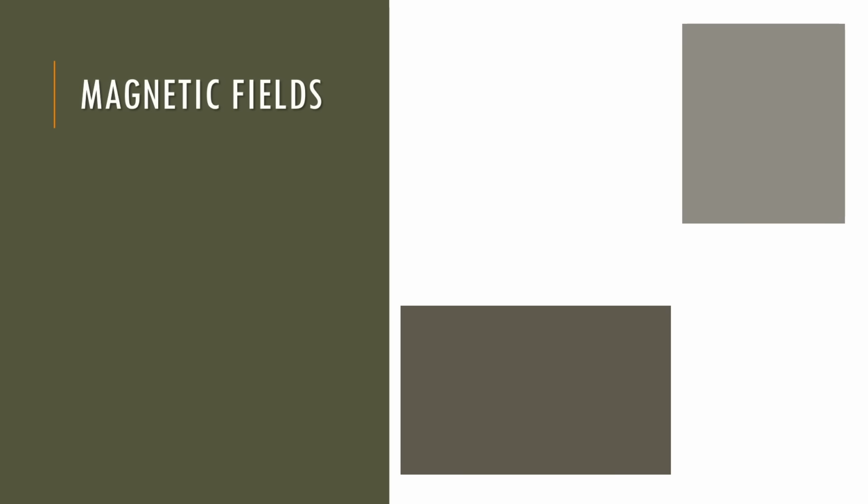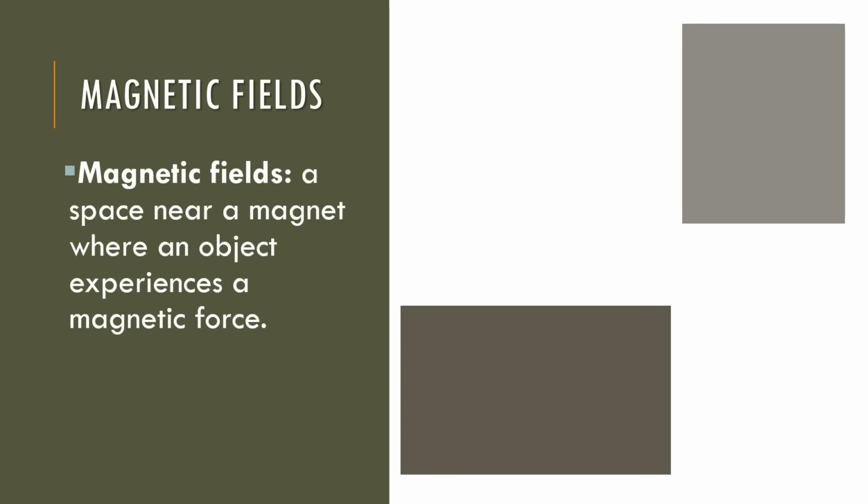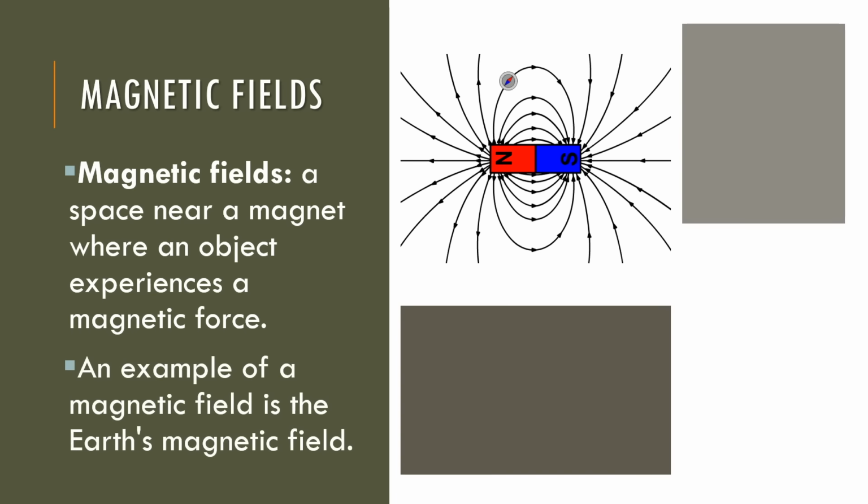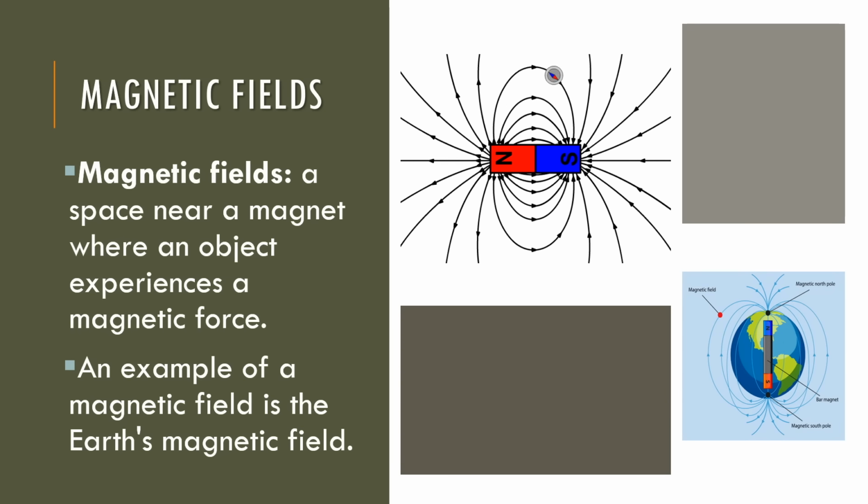Let's have a look at magnetic fields. So, firstly, what a magnetic field is: it's the space near a magnet where an object will experience a magnetic force. This magnetic force can either be attraction or repulsion from the magnet. An example where we can see a magnetic field is Earth's magnetic field. Earth's magnetic field runs from the North Pole to the South Pole, and it protects the Earth from radioactive particles that are caused by solar winds that are emitted by the sun and that travel to Earth.